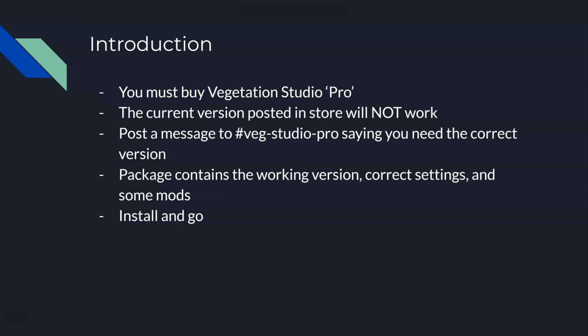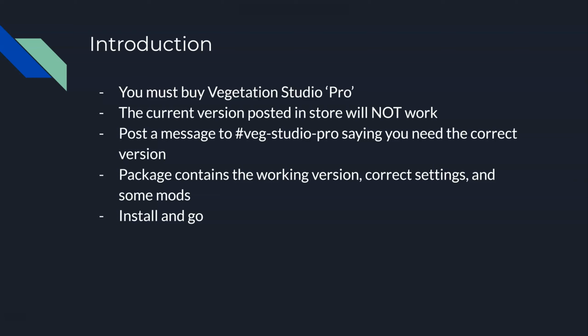So the idea here is you go buy Vegetation Studio Pro, and then you post a message to the Vegetation Studio Pro channel saying you need the correct version. You can tag me in that. At that point, I'll DM you the correct version. The reason I have you post it there is, let's say I get hit by a bus tomorrow, just post in Vegetation Studio Pro, and then I'll say DM sent, and that way everyone knows you're being taken care of. Otherwise, we'll have to have somebody else help you out. Hopefully, at the time you're watching this, I'm still alive and I can help you out.